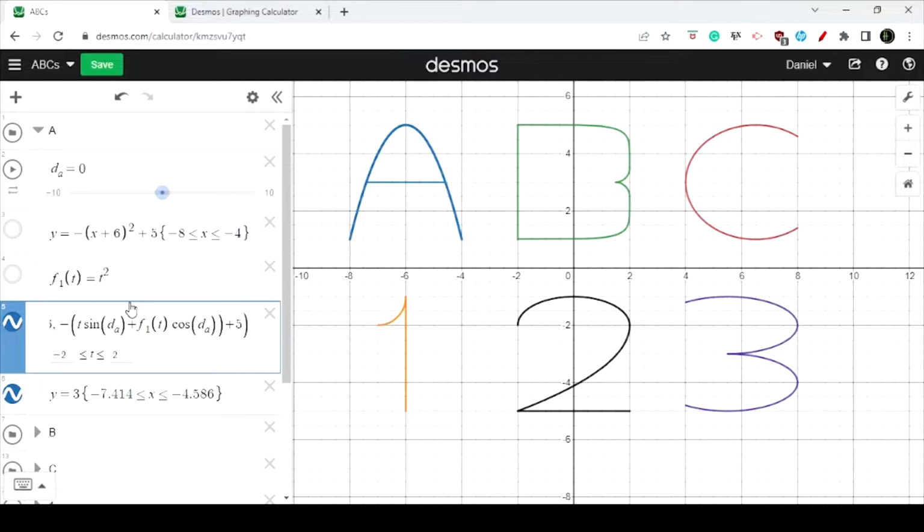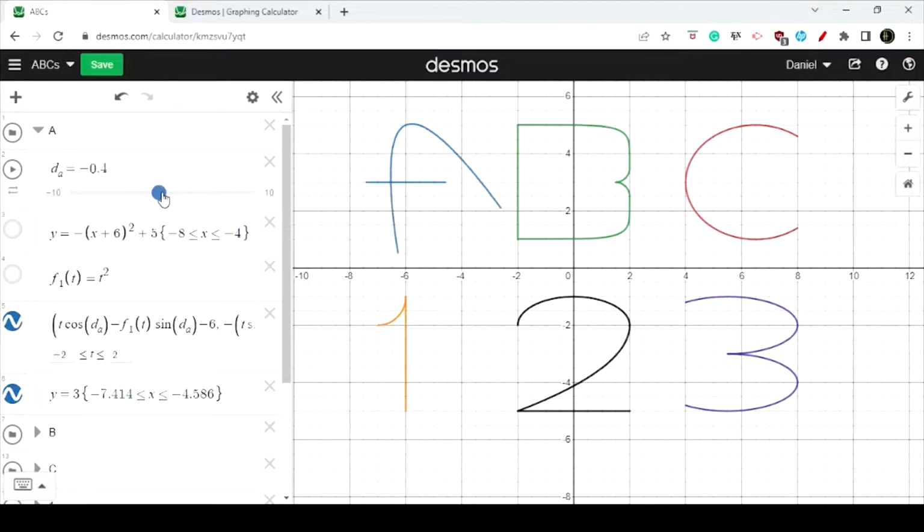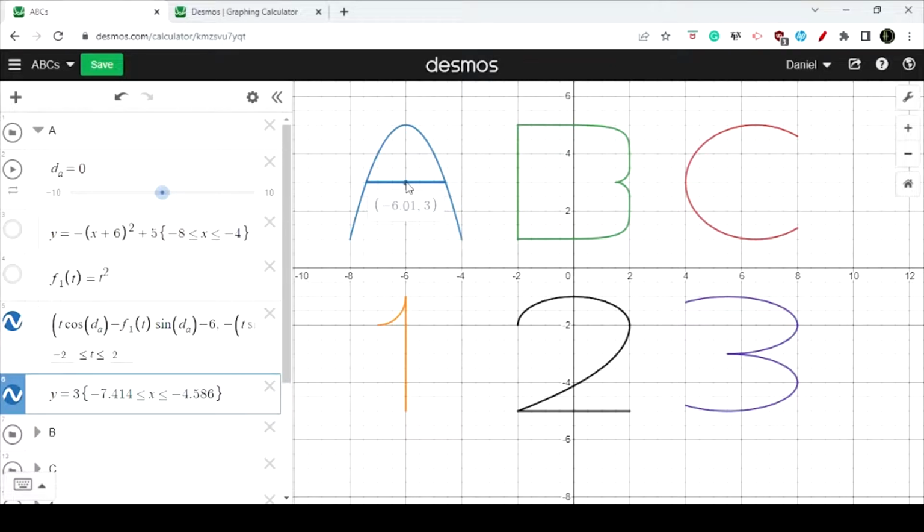So what can we demonstrate now? Well, we can now demonstrate that this parabola here rotates along its vertex. The other question now is, how do we get it to rotate along this point here? It's minus 6, 3. That's where the center is.